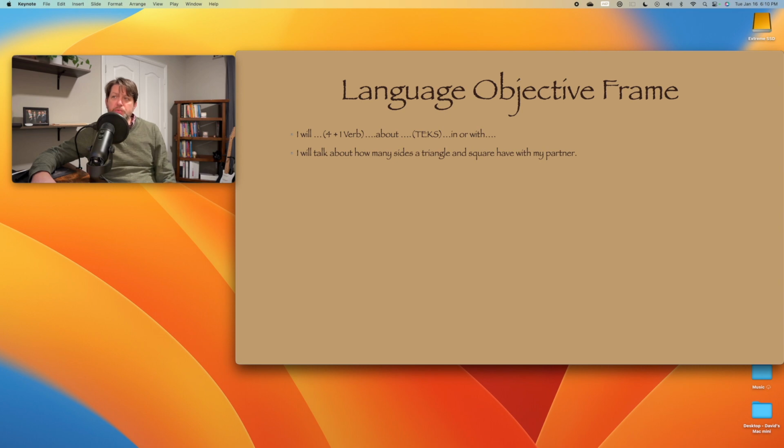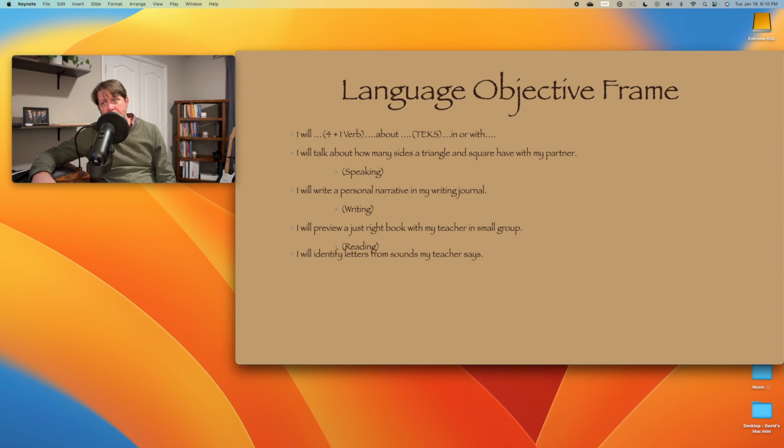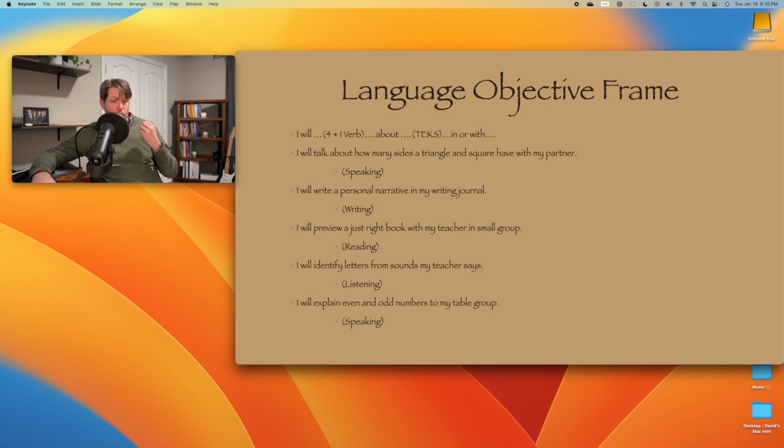We've already looked at this one. Okay, the speaking one. We've already looked at this writing one. All right, I will preview a Just Right book with my teacher in a small group. That would be reading, right? I will identify letters from sounds my teacher says. That would be listening. I will explain even and odd numbers to my table group. That would be speaking.